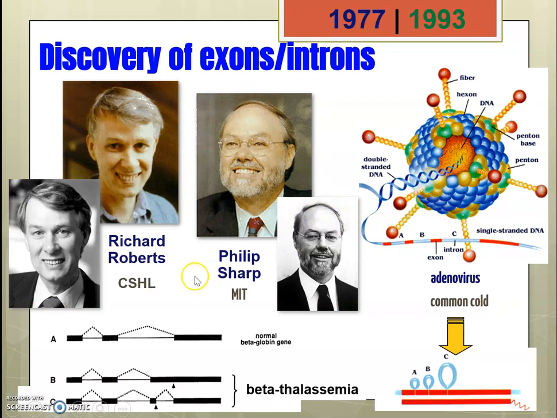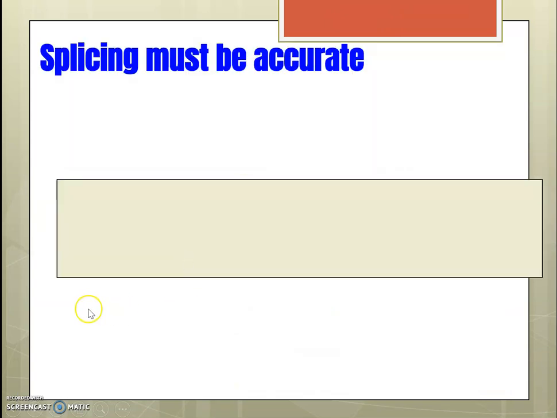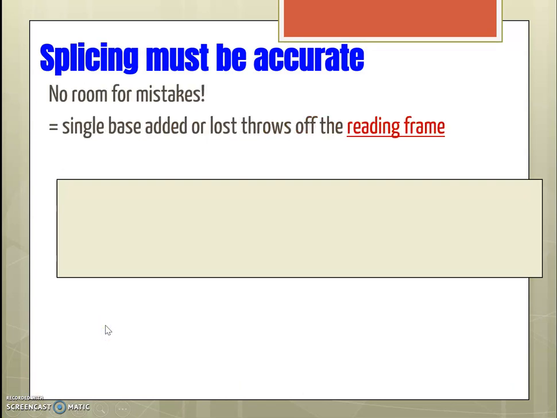These lovely humans discovered exons and introns. Richard Roberts and Philip Sharp actually discovered what exons and introns were. This is explaining the process that they went through to find it out. So with RNA splicing, there's no room for mistakes because this is already a gene, like a shortened DNA sequence. If a single base is added or lost, it throws off the entire reading frame. That's called a frame shift mutation. I'm going to keep going with this in the next one.